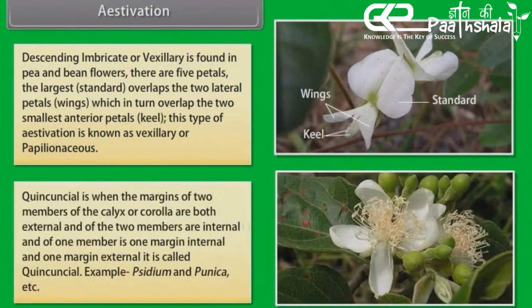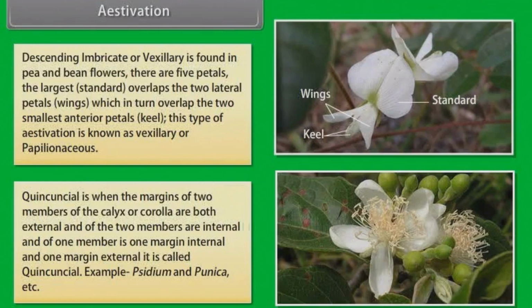Quincuncial is when, of the 5 members of the calyx or corolla, the margins of 2 members are both external, 2 members are both internal, and of the remaining one member, one margin is internal and one margin is external. Then it is called quincuncial. Example: Psidium and Punica, etc.